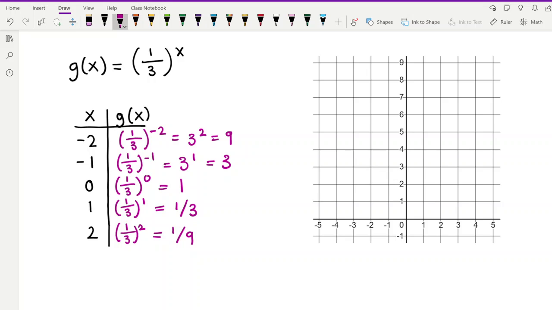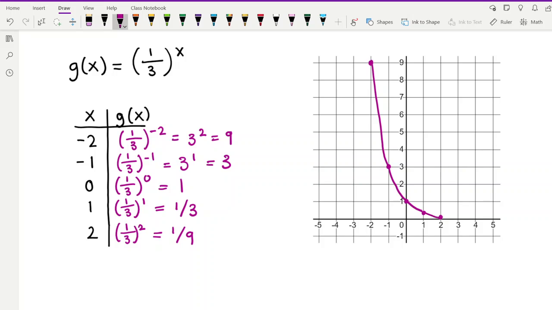Okay, so let's go ahead and plot these points. So we have the point -2, 9. We have the point -1, 3. We have the point 0, 1. We have the point 1, 1/3. And we have the point 2, 1/9. So I'll connect those dots, and then again, we'll talk about where this graph is heading.